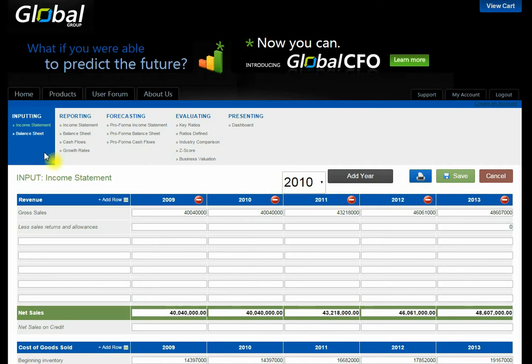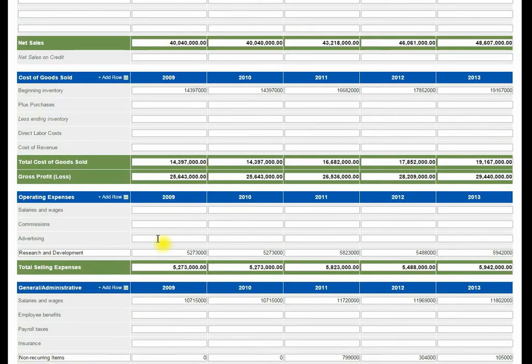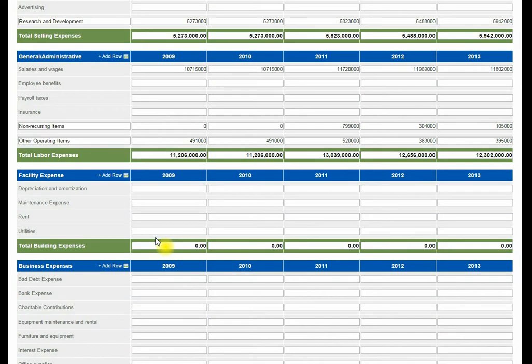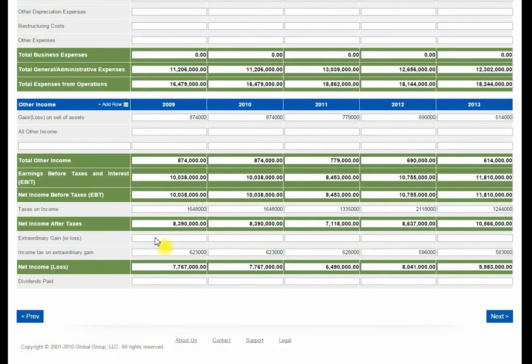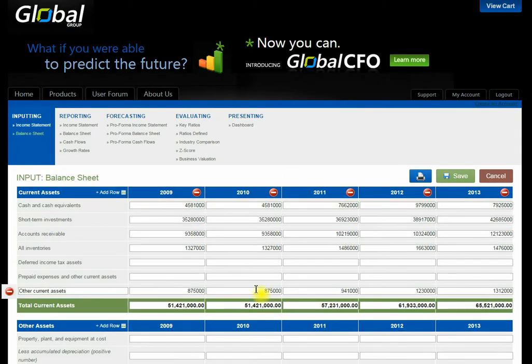So let's start with the inputting section. We have two components, income statements and balance sheets, and these are derived from standard financial reports. And these are historical reports, of course, so up to 5 years of information can be added here. And I'll just scroll down a little bit so that you can see that it follows the standard accounting conventions and drives us all the way down to our bottom line, which is our net income or loss and the dividends paid. So as I move back up, I'll show you the other section on inputting, which is the balance sheet, and it stacks up all of the information historically, as did the income statement.